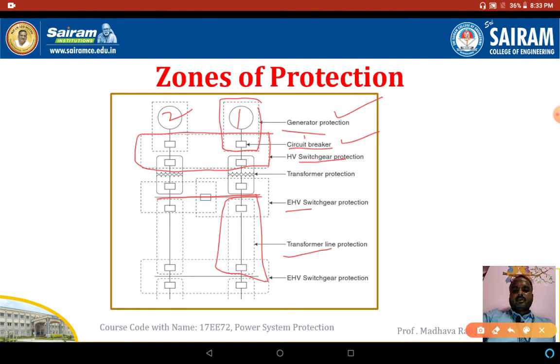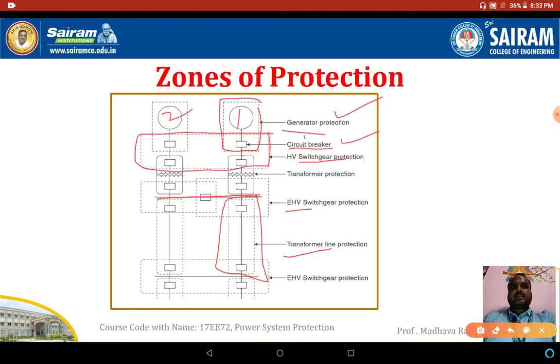So whenever a fault occurs in the overlapping zone in a properly protected system, more circuit breakers than the minimum necessary will operate to isolate the faulty element of the system. So the minimum elements should be in the fault. So like that we have to divide the zones, right? So this is about zones of protection.